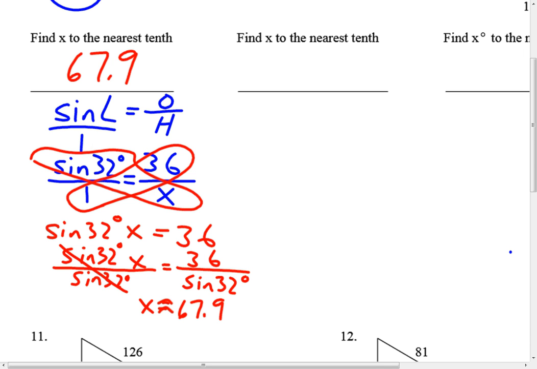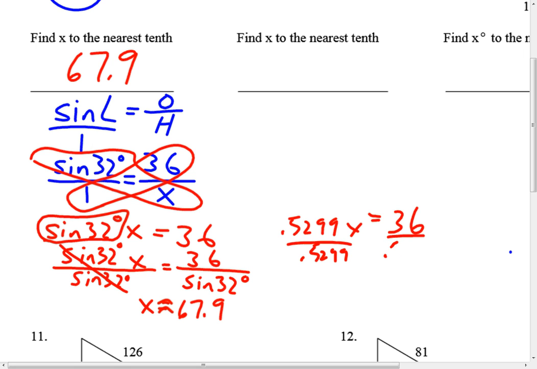I could have said that sine of 32, what is that? 0.5299. So instead of dealing with the sine of 32 in here, I just changed that to this. But it's the same process. How am I going to get rid of 0.5299? I'm going to divide. So you can either let the calculator deal with it, or you can find it on the calculator and use that decimal to do the same thing, which is dividing by the actual number.